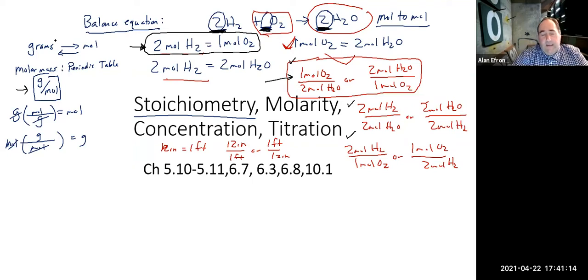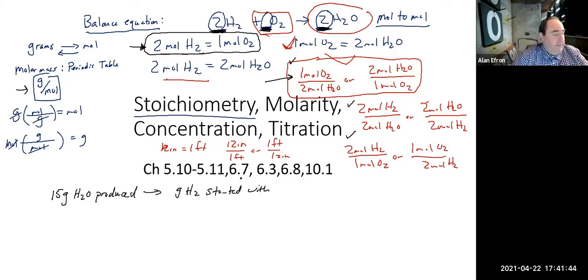And if you follow those steps, you usually will get to what you're looking for in terms of your answer. So, for example, in this case, if 15 grams of water was produced, and we want to figure out how many grams of H2 we started with, we can use stoichiometry to help us do that.